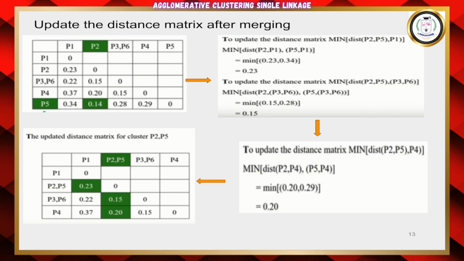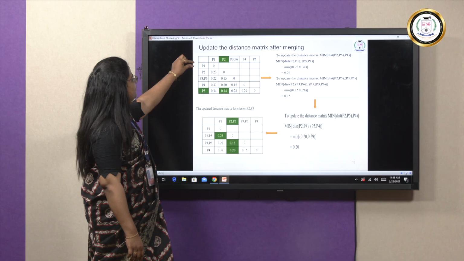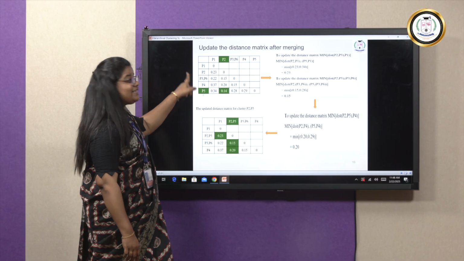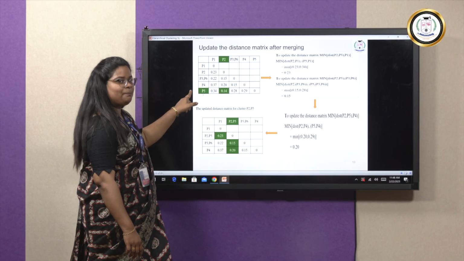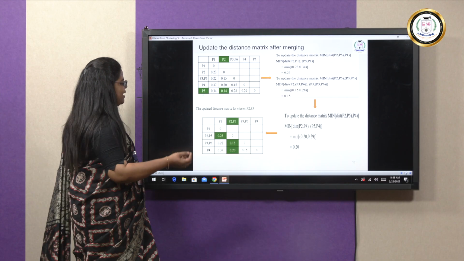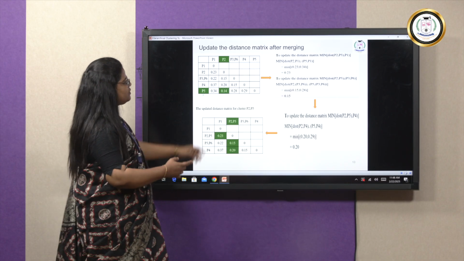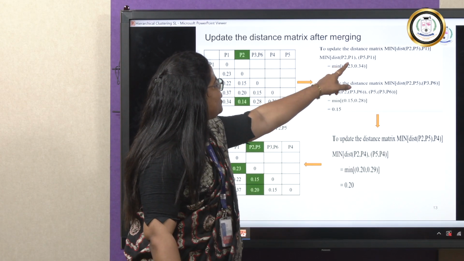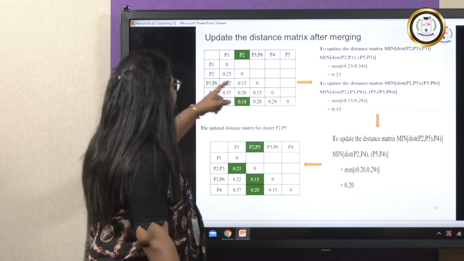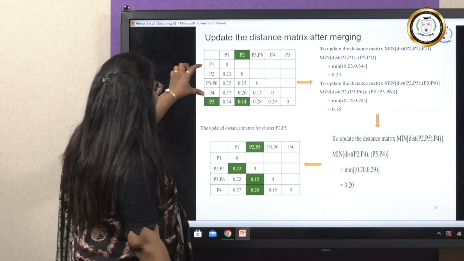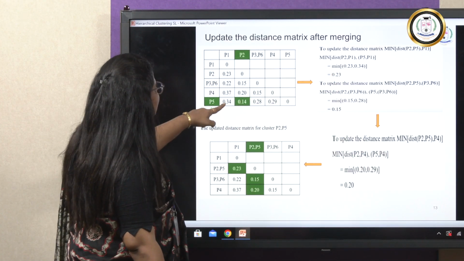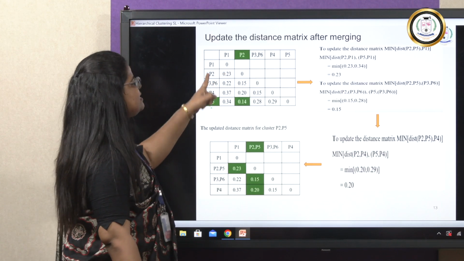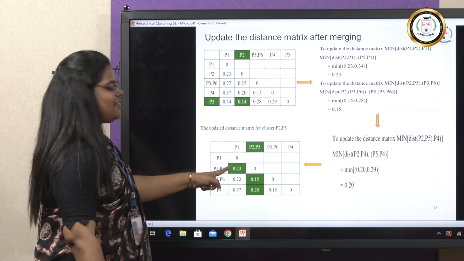So here you have to find out the distance of P2, P5 with the other points. So P2, P5, hereafter it is 1 point. So P2, P5 with the P1, P2, P5 with the P3, P6 and P2, P5 with the P4. Once you are computing this, for example, P2, P5 with the P1: 0.23 and 0.34, which is having the least distance? 0.23. So that will be the value here.